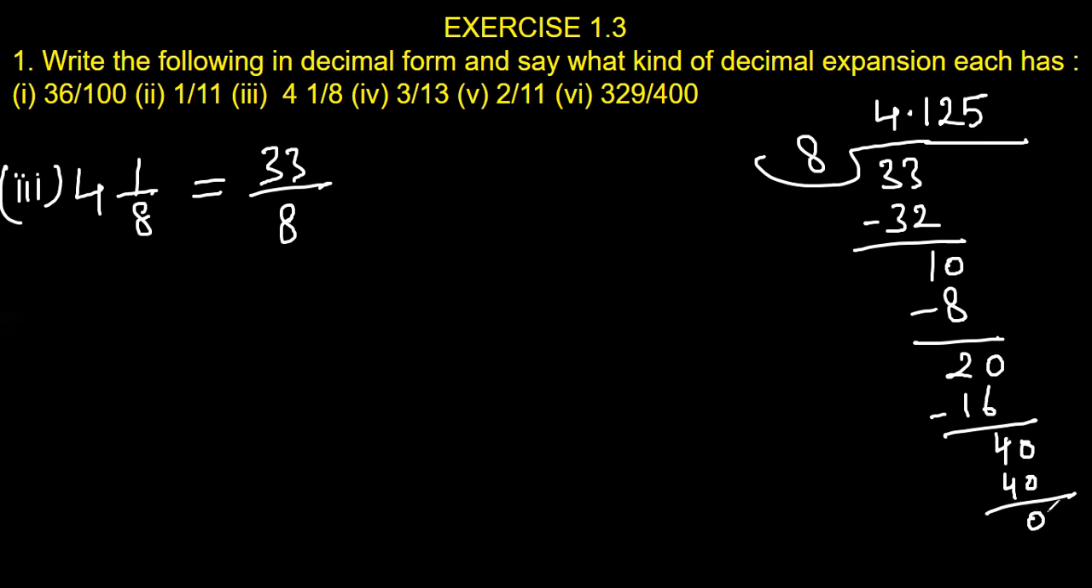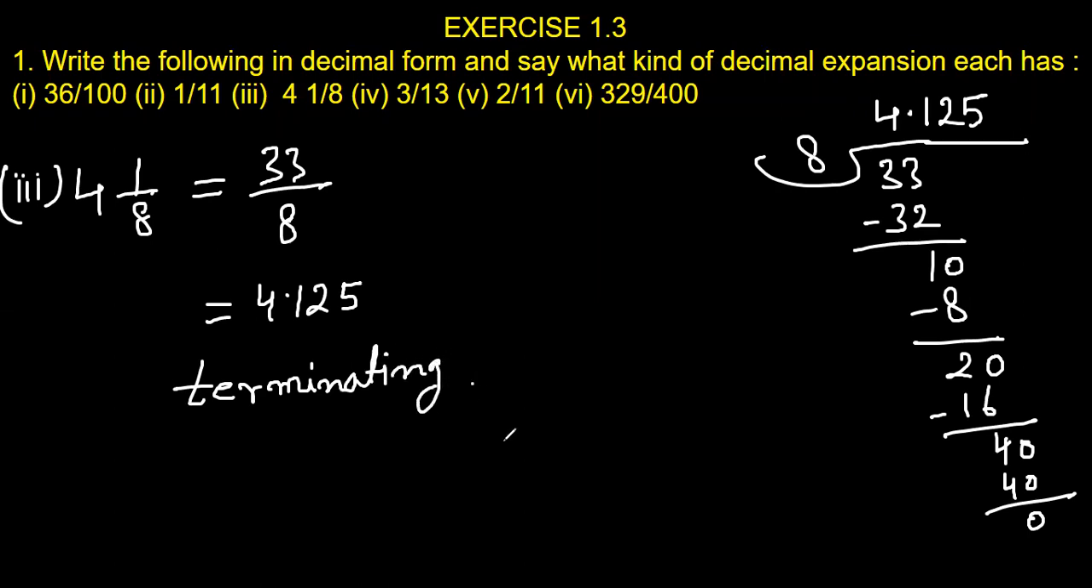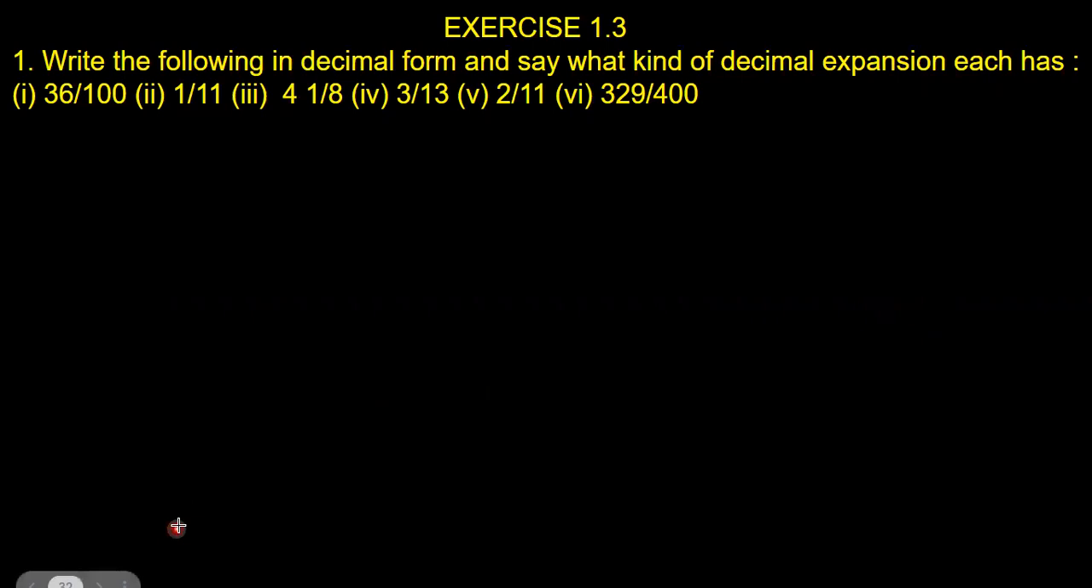So when the remainder gets 0 after a certain number of terms, we say this is a terminating decimal expansion. The value of this number is 4.125, and we say this is a terminating decimal expansion. Okay, let's take the next part, part 4.